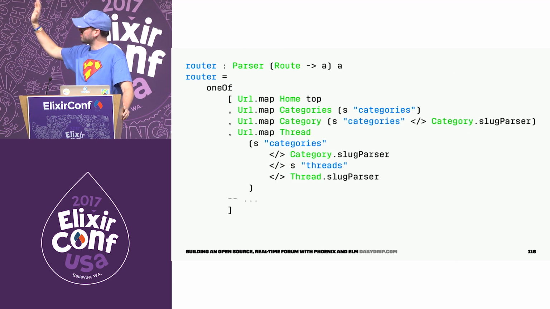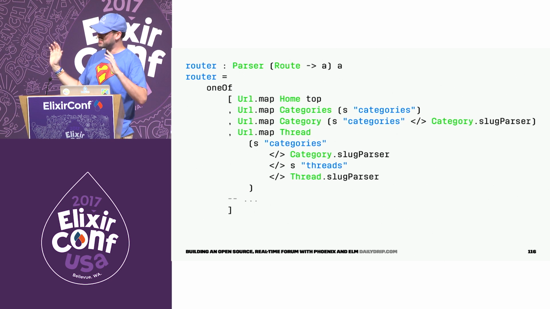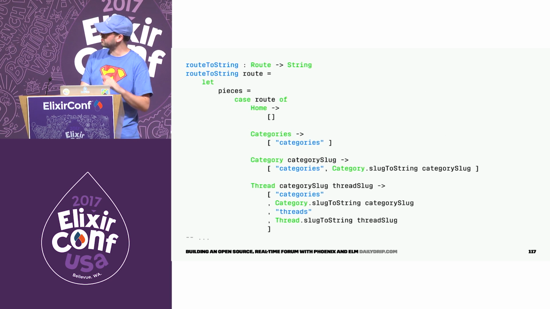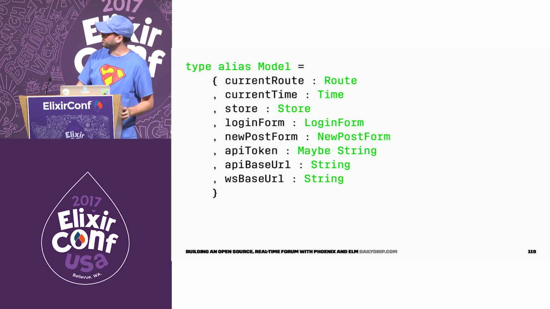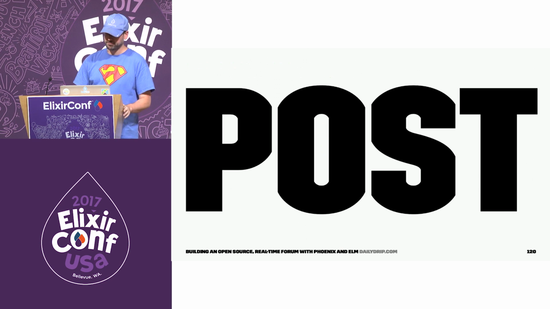This is just some more parts of the routing, and I just want you to see what there is in building a bigger Elm project. This is a router. It just knows how to route stuff to those routes. This is how we turn those routes into strings. And we have our model, and it's pretty basic. For the whole app, we care about the current route and the current time. We have the store, which is this local database, and we have a couple of forms and stuff we need to talk to the back end.